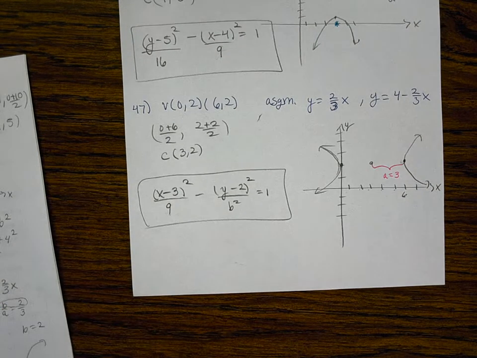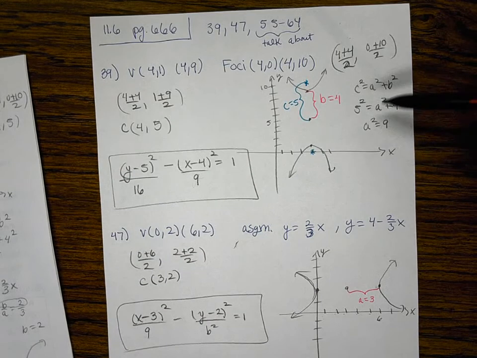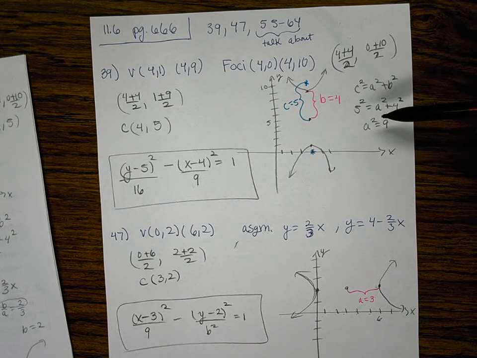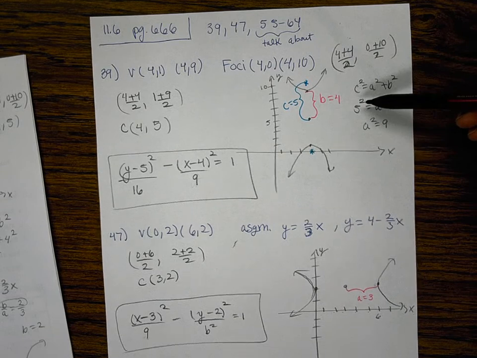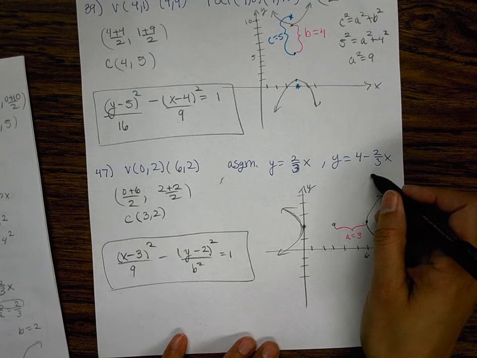Okay, so again, I'm not going to use this up here because they didn't give me the foci. I was able to do it here because they gave me the foci, so I could find the value of c. Not going to do that in this problem. In this one, they gave me the equation of the asymptotes.